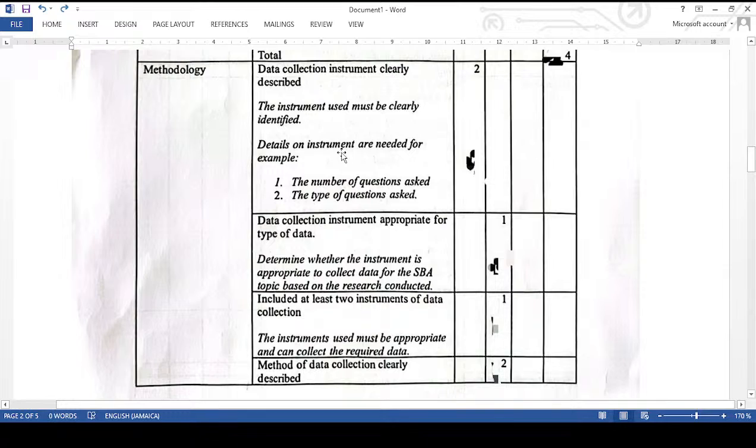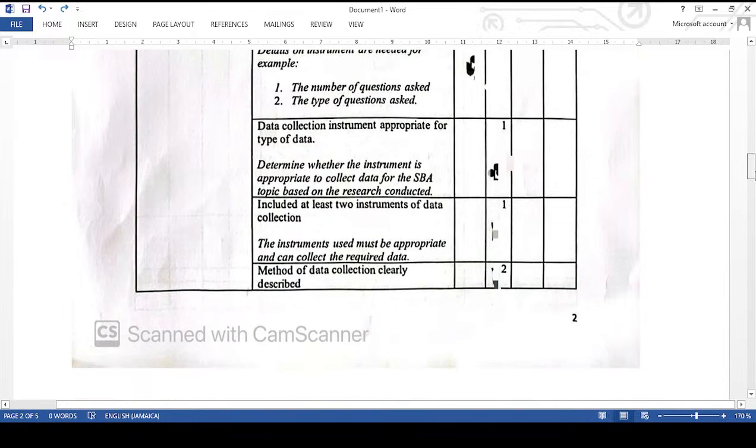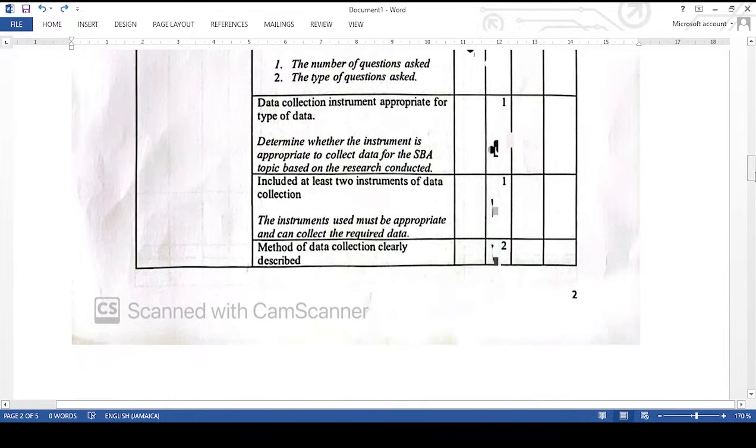You need to also detail the details that are needed, right, for your instrument in the SBA. You need to talk about the number of questions that you ask, the type of questions that you ask, whether it be open-ended questions, closed-ended questions, why you decide to use those type of questions. Data collection instrument should be appropriate for the type of data. So you need to determine whether the instrument is appropriate to collect data for the SBA topic based on the research conducted. Include at least two instruments of data collection.